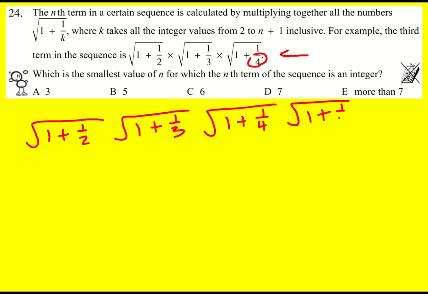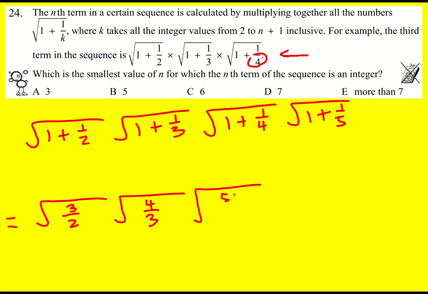Now I'm going to have to go onto a separate line. But how do we know whether to multiply these two things and we're going to get an integer? Well, the key thing is actually to start adding up the fractions. 1 plus a half is actually 3 over 2. 1 plus a third is 4 over 3. And 1 plus a quarter is 5 over 4.